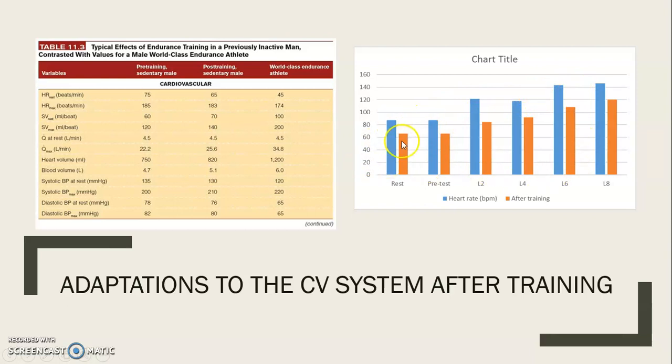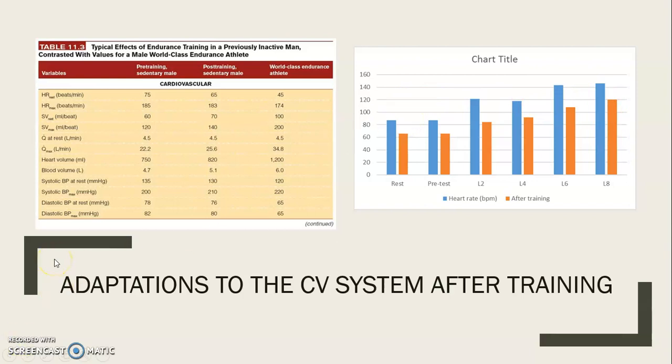It increased to over 140 beats per minute at level 8 of the multi-stage fitness test. If this athlete had a better cardiovascular system, we would still expect their heart rate to go up. However, it could only reach around 120 beats per minute if they were well trained.